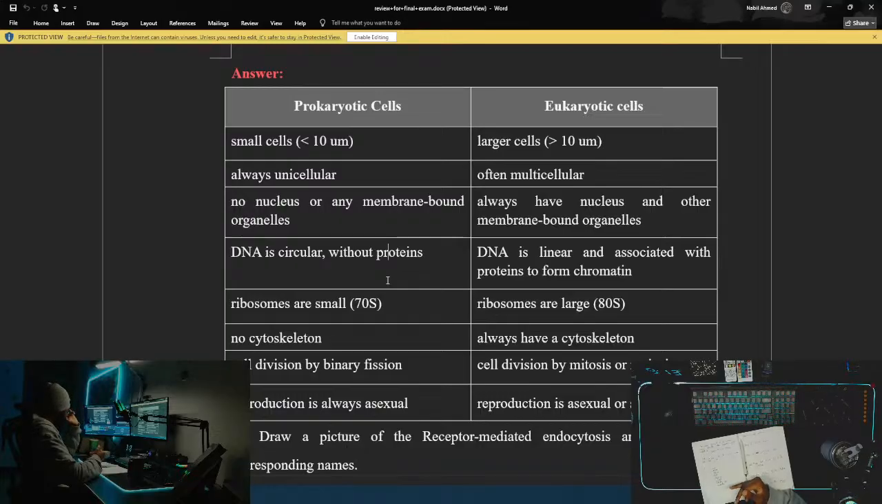What do you call it? The last two things are closely related: cell division and reproduction.